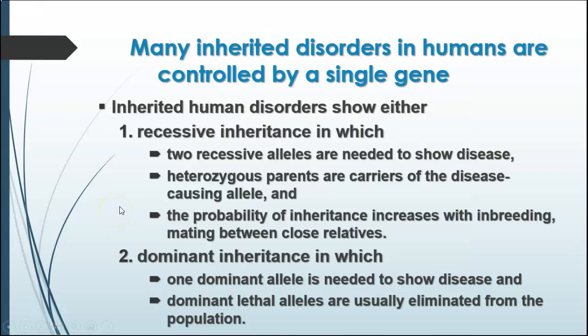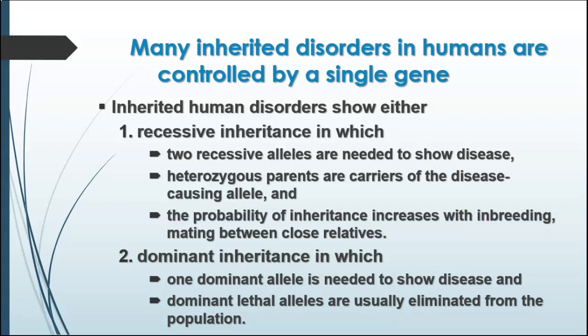There are a number of inherited disorders in humans that are controlled by a single gene. Oftentimes they are recessive. They're more commonly recessive, I think. In the recessive ones, you have 2 recessive alleles that are needed, and so oftentimes you have heterozygous parents that don't know that they carry an allele for that trait, and then when they have a child with that disorder, that's when they find out a lot of times that they're carrying that trait. When you have mating between close relatives, then the probability of inheriting a recessive trait like that increases.